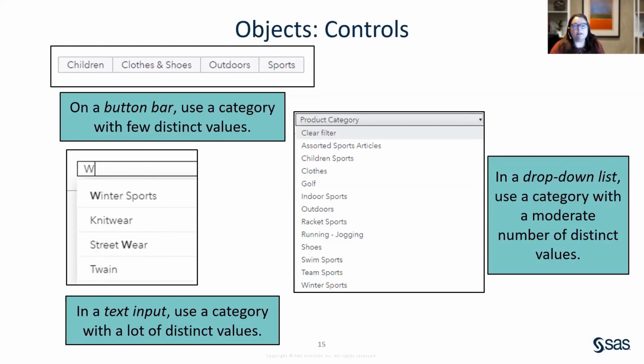This is completely subjective. Do you think in a drop-down list you'd want more than 15, more than 25? You can decide how many you think is appropriate. If you have too many distinct values, then you want to use text input.